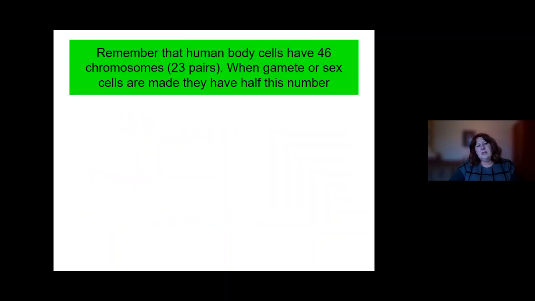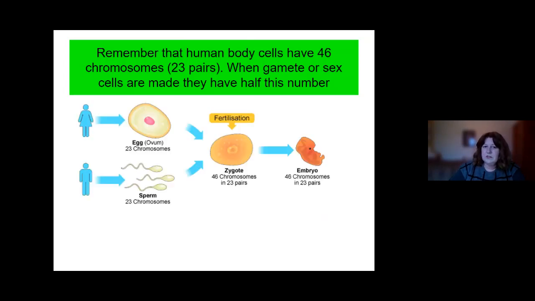So if we just go back to that idea that human body cells have 46 chromosomes, that means 23 pairs. When gamete or sex cells are made, they have half this number. So have a little look at this diagram to start with. So what we have here is a female that's produced egg cells. And those egg cells, this is a human female, so this egg cell has 23 chromosomes. This male has produced sperm cells, and actually these sperm cells have 23 chromosomes, half the human number.